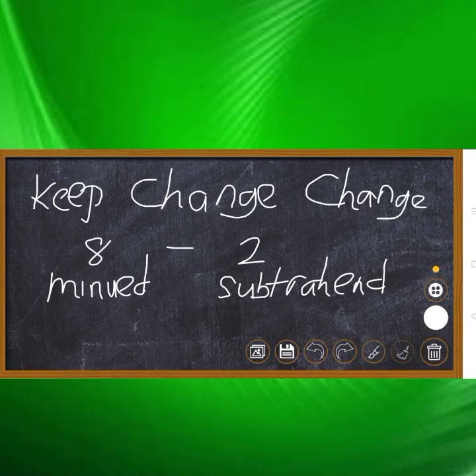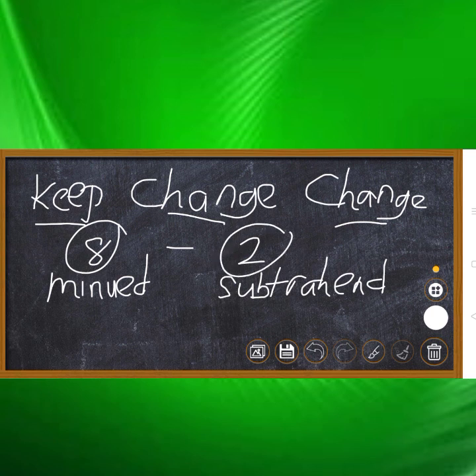Okay, in subtraction of integers, you need to remember the words keep, change. And you also need to know where the minuend is and where the subtrahend is. In this given, 8 minus 2, the minuend is 8 and the subtrahend is 2. So you need to know all that so that you know how to solve subtraction of integers. Okay, let's have an example.